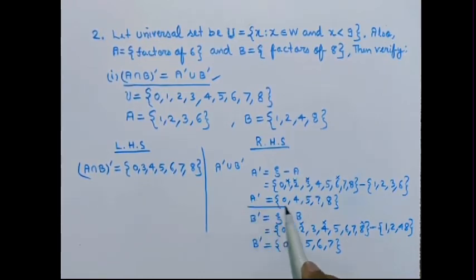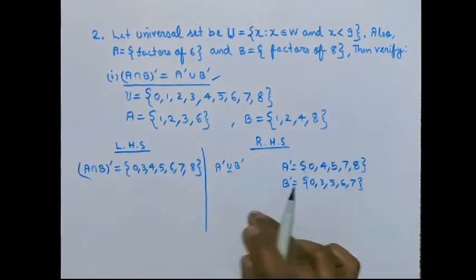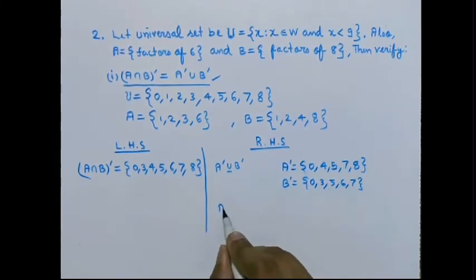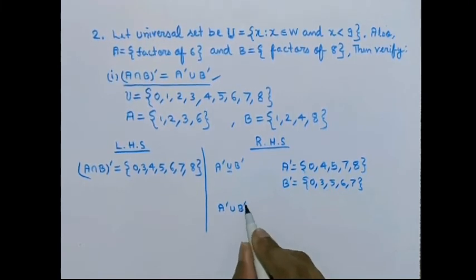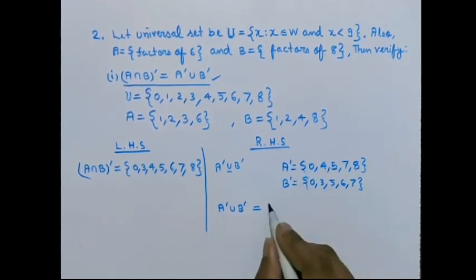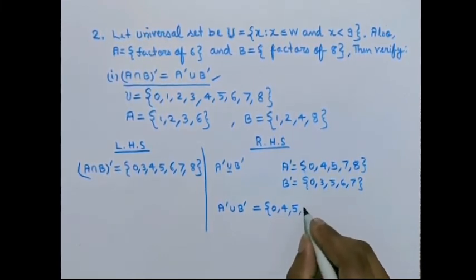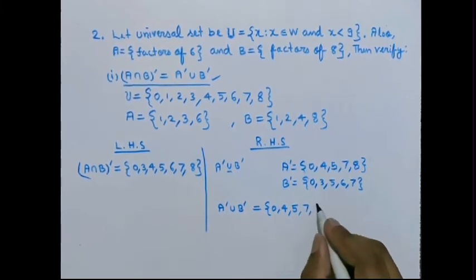Okay, so we have got our A complement and we have got our B complement. Now we have to find the union of these two sets. So let me erase this and we'll work it out again. So let's find out the union of these two sets, A complement union B complement. So let's write down first A complement, that is 0, 4, 5, 7 and 8.